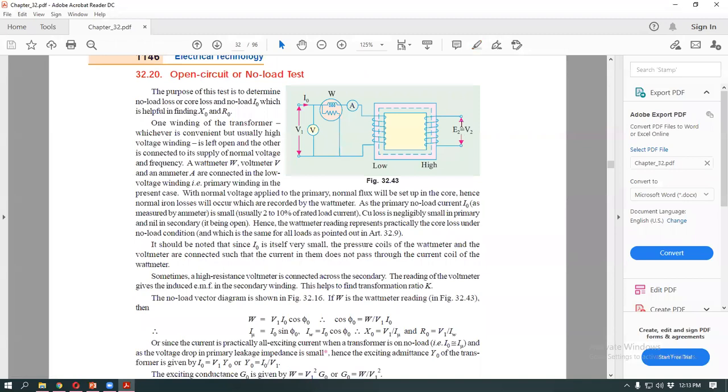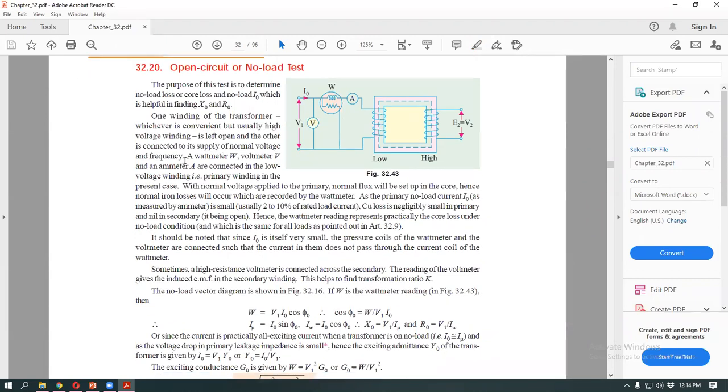This is the open circuit test. This is the wattmeter, the measuring meter. This is the wattmeter, this is the ammeter, and this is the voltmeter. This is the primary part. And this is the open circuit test formula.